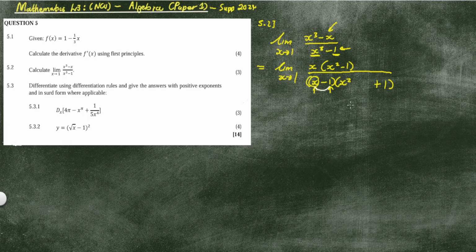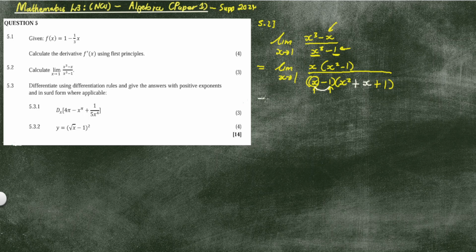What is x times 1? It gives us an x. But then the sign for the middle term is going to be the opposite of the sign inside the first bracket. So since I have a negative, I'm going to make it a positive. If it was a positive, I was going to make it a negative.